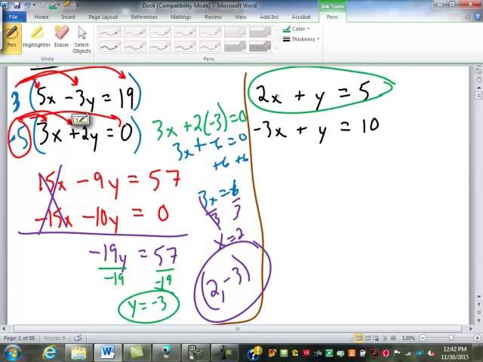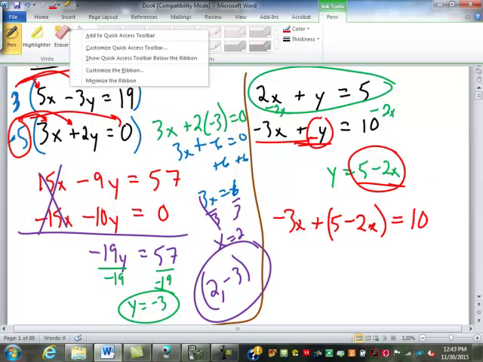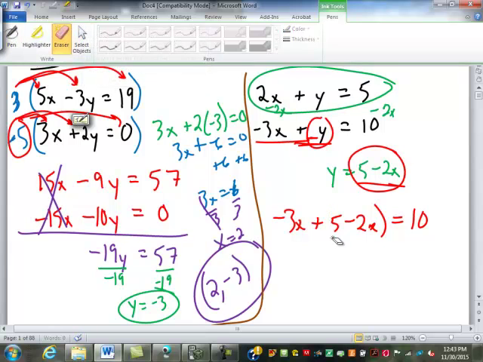This top equation here, I'm going to subtract 2x from both sides to give us that y equals 5 minus 2x. Now I'm going to replace the y in this equation with 5 minus 2x. So I have negative 3x plus, instead of y, it's going to be replaced with 5 minus 2x. I could put it in parentheses, but there's no coefficient there, so it really doesn't matter. I really don't need the parentheses there because there's nothing that needs to be done to that expression there.